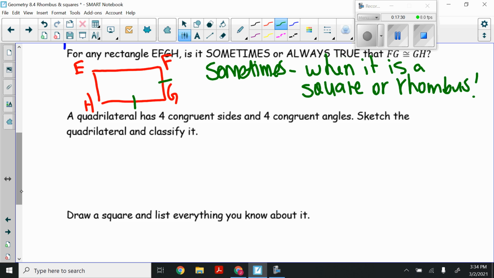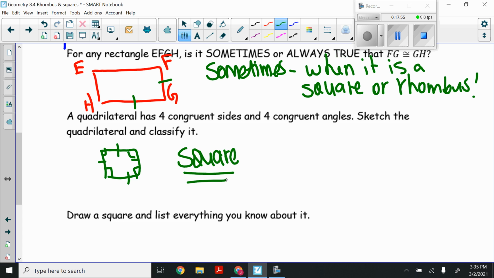The next one, a quadrilateral has 4 congruent sides and 4 congruent angles. Sketch the quadrilateral and classify it. Okay, so 4 congruent sides and 4 congruent angles. My only option is that those are all 90s, right? Because if it's a quadrilateral, all 4 have to add up to equal 360. And so my only option here is this is a square.